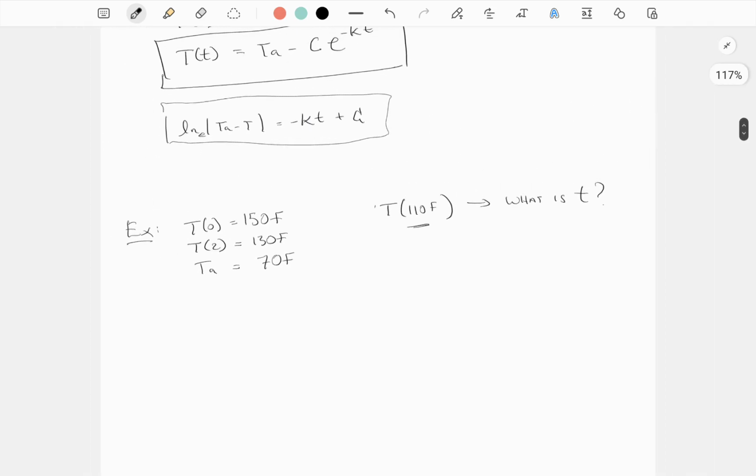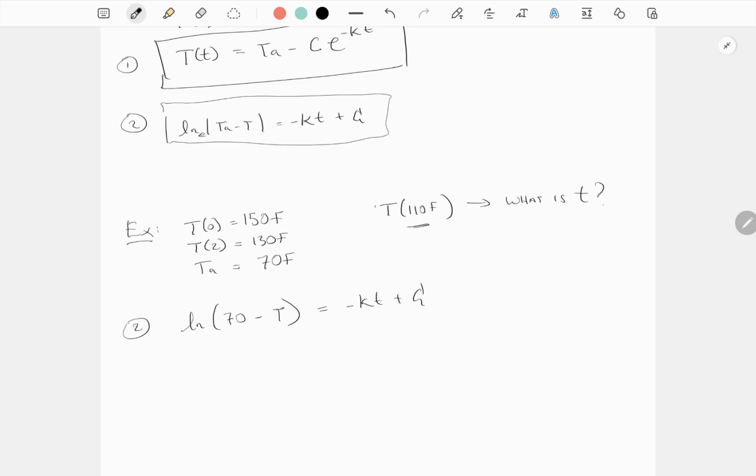So we got these two equations. I prefer to use the ln form because that's just easier. So that's what I'm going to do. Okay, so I'm going to use number 2. That's the solution to the differential equation. So I'm going to go ln. And here I have Ta minus T. So Ta is 70, minus T, is equal to negative kt plus c.